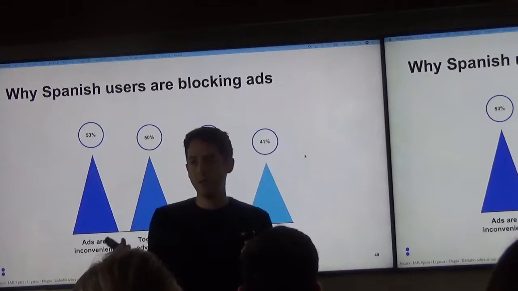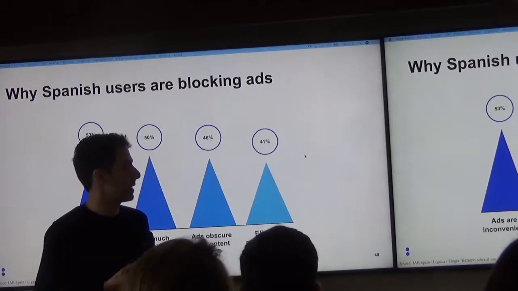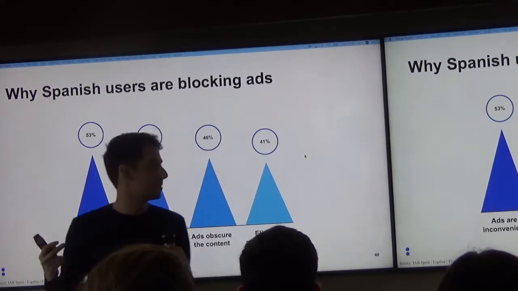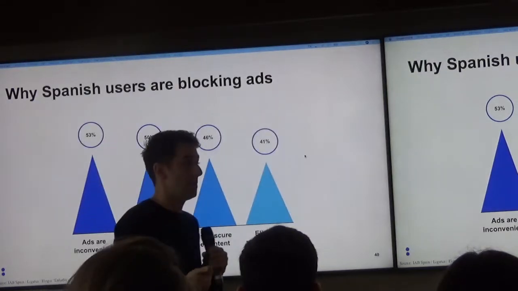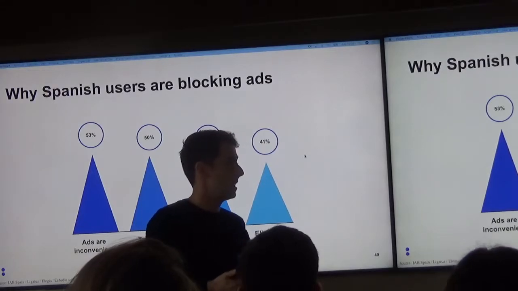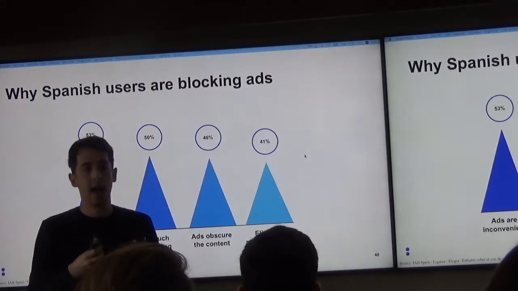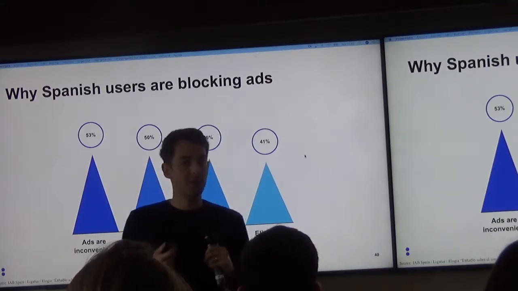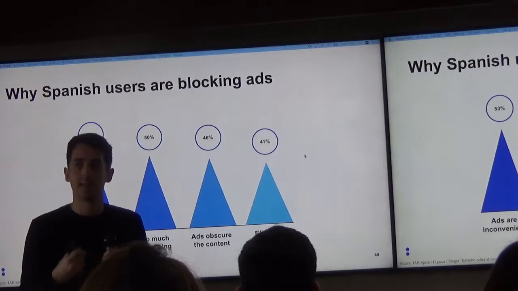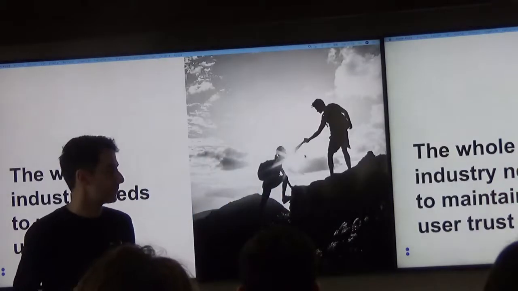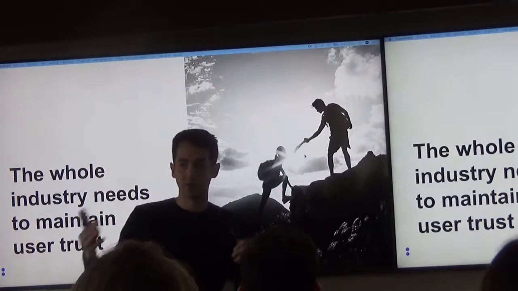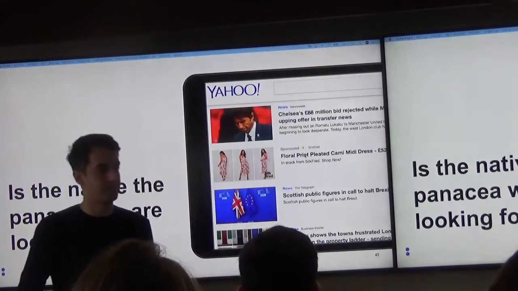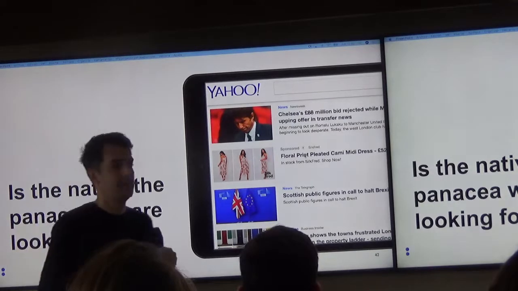So why are users using ad blockers? In Spain, some of the reasons are the same as they are across all of Europe. Ads can be inconvenient, there's possibly too much advertising, the ads are obscuring the content, and they want to eliminate some of the misleading advertising. So one of the things that we've been thinking about at Oath is, how can we just make that advertising experience better? We really want to make sure that the whole industry can maintain trust with the user and give them a better experience. Now, is native the medicine?